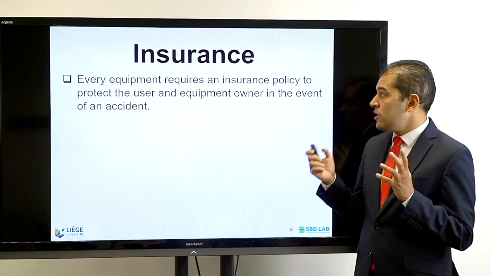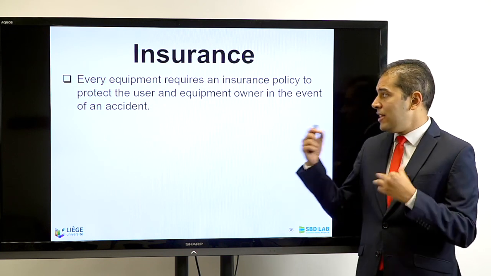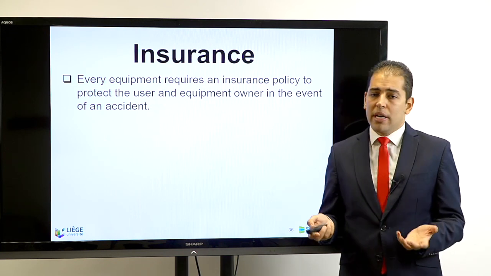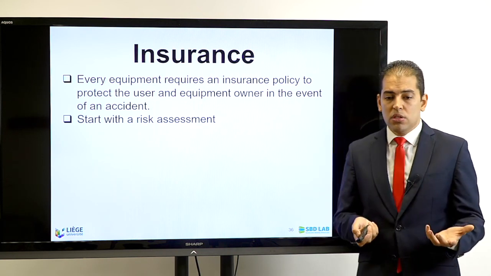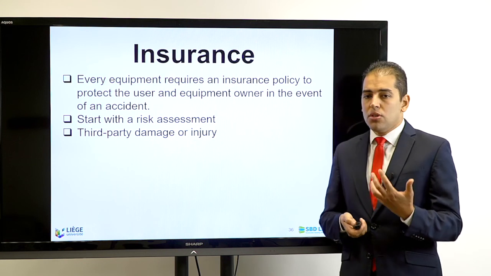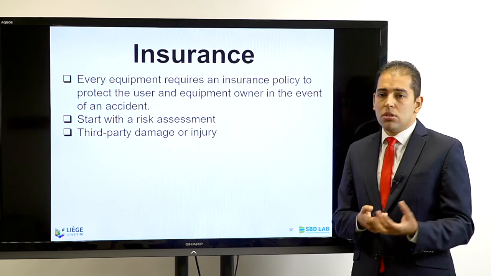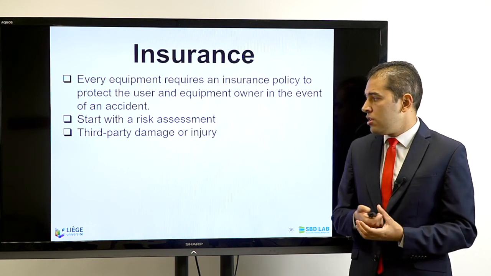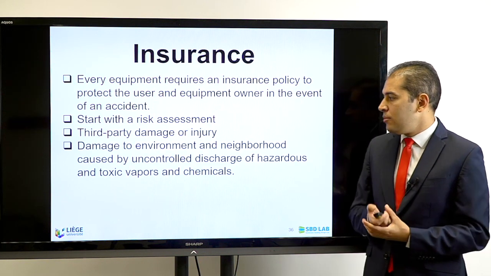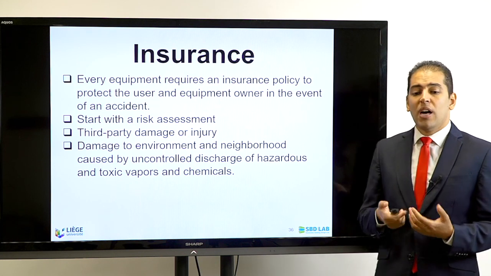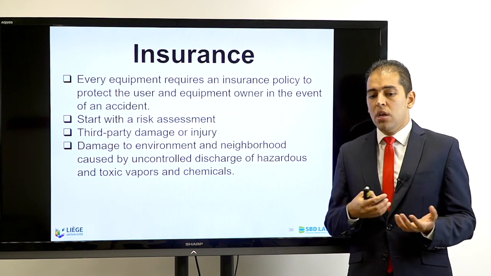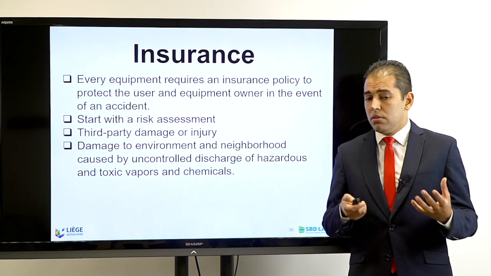Every equipment requires an insurance policy to protect the user and the equipment owner in the event of an accident or a human error. Start with a risk assessment depending on the situation, and based on that you can have a third party damage or injury inquiry. And then you can have a damage. Also, don't forget about the damage to the environment or to the neighborhood caused by uncontrolled discharge of hazardous and toxic vapors and chemicals, for example.